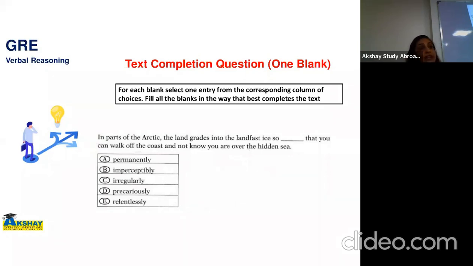Now there are ETS traps, which students don't even realize because they are in a hurry. Looking at the words "you are over hidden sea," there is a possibility that you imagine too many things and you choose "precariously" because you think it is risky to be over hidden sea. But the textual clue is that you are over hidden sea and you haven't noticed it. You do not have any clue that you are in danger. Understood? So that is your ETS trap, and ETS does set such traps in almost all questions. So that's how it goes.